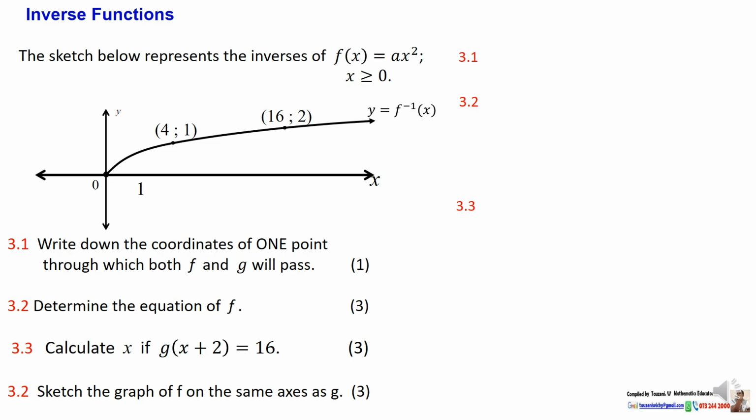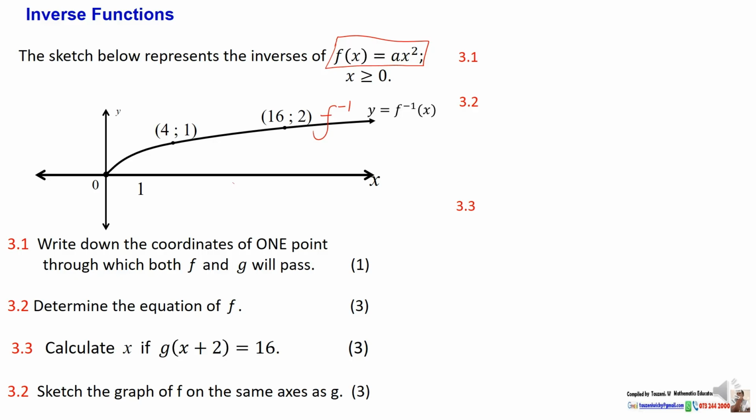Alright, let's have a look at one more question. Graphs of functions, inverse functions. We are given the sketch below, which represents the inverse of f of x is equal to ax squared. I must be very careful because the graph that is given here is the graph of the inverse. It's not the graph of f. It is the graph of the inverse of f.